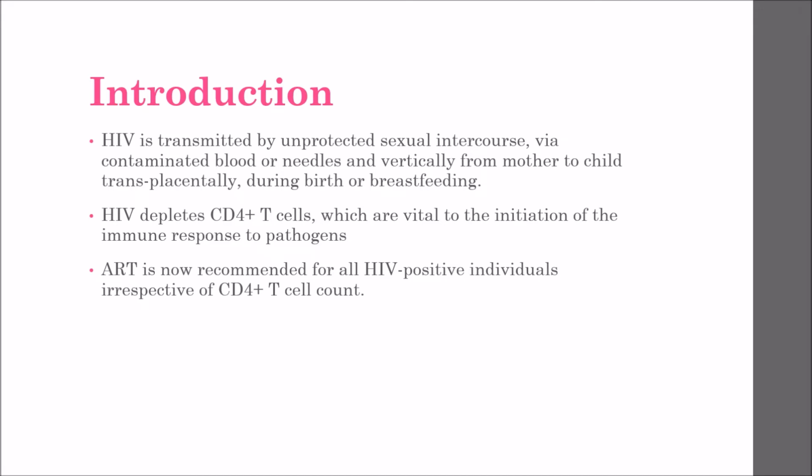So HIV is transmitted by unprotected sexual intercourse, via contaminated blood or needles, vertically from mother to child, transplacentally, during birth, or breastfeeding. HIV depletes CD4 T cells, which are vital to the initiation of the immune response to pathogens. Although there is currently no cure or vaccine, the progression of disease can be slowed radically by combination drug therapy, which is antiretroviral therapy, ART.